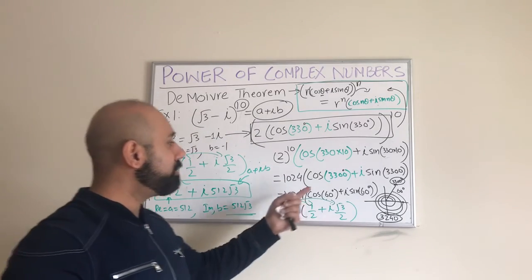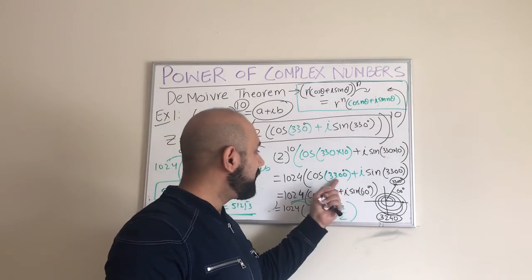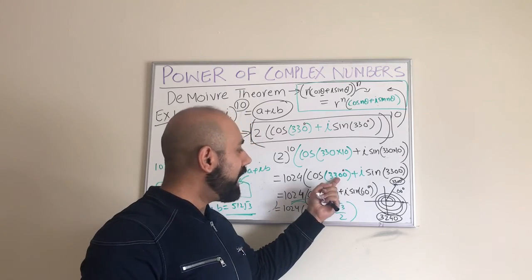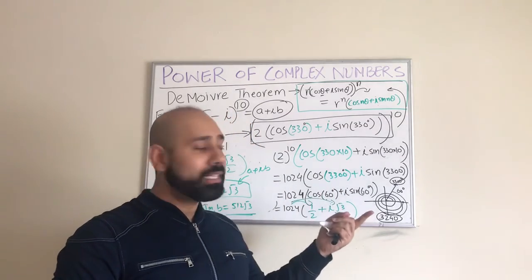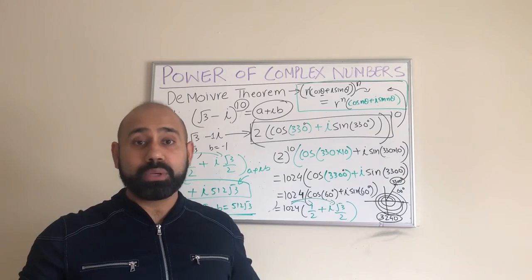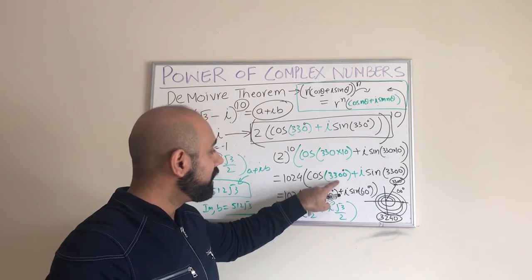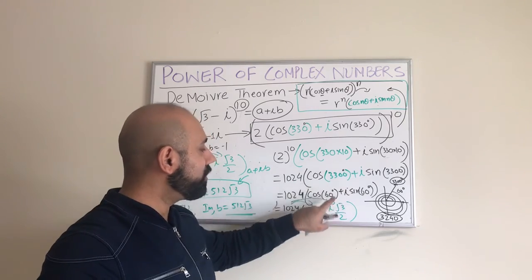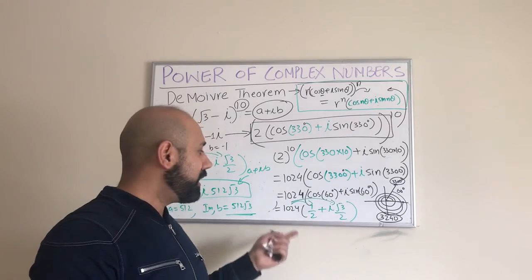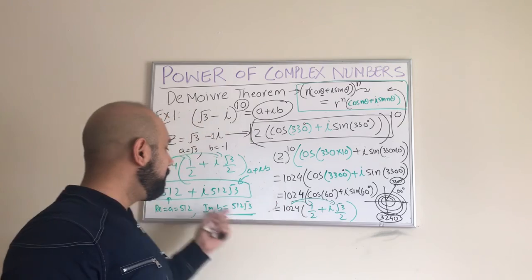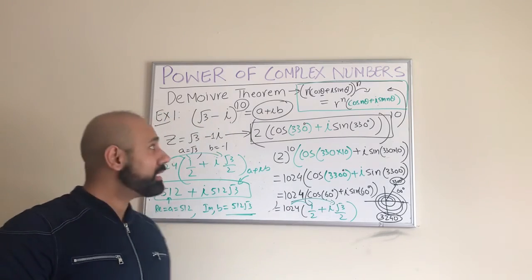Guys, at this step, please make sure that if this angle is greater than 360, then one has to find the coterminal angle, which is going to be visible on the unit circle. And once we figure out that the coterminal angle for this big angle is going to be 60 degrees, then we can look at the unit circle and fill in these values, simplify, and that's what we get. Okay, guys, this is example 1.